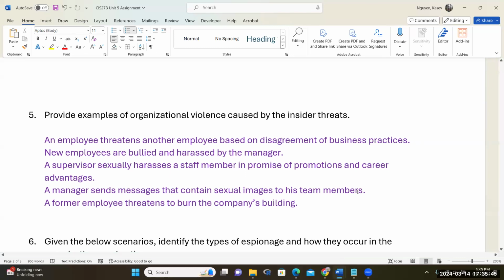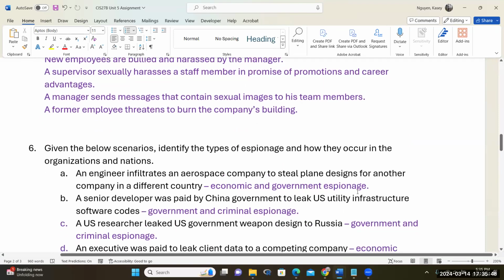Not okay. Okay. So for the next one, we have to identify different types of espionage, and how they occur in organizations. So for A, an engineer infiltrates an aerospace company and steals plane designs for another company in a different country. It is economic and it is also government espionage. We don't particularly know whether it is military planes that he acquired or the design of a military plane, so with that assumption, we would say government as well.